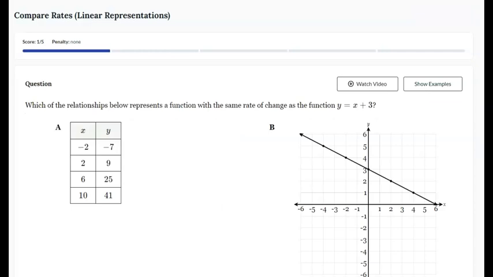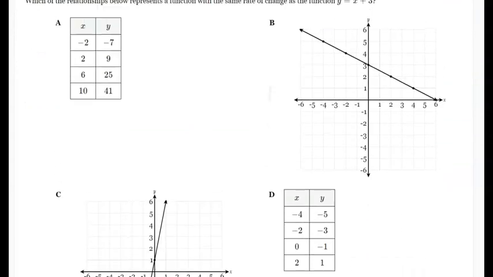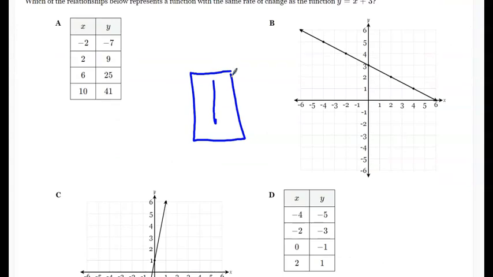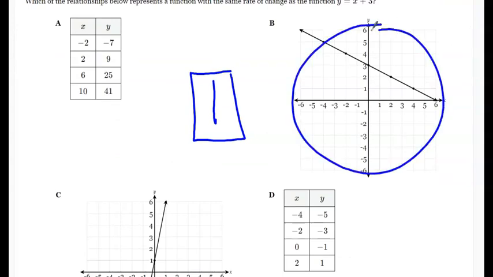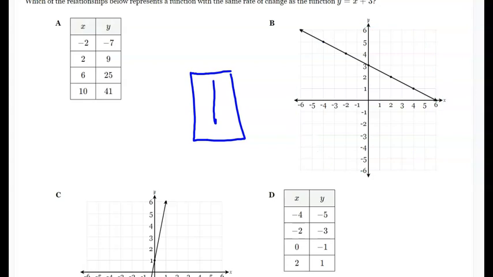All right, this question says which one has the same rate of change as this equation? Well, I don't even see a number in the slope position, so that must mean it's an invisible 1. So my magic number is +1. I want something that is the same as that. Well, take a look at this one again. It's going downhill. That means it has a negative rate. That means it's not the right answer.